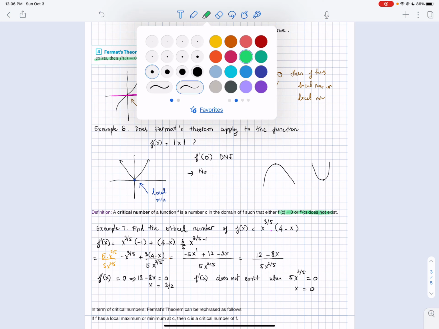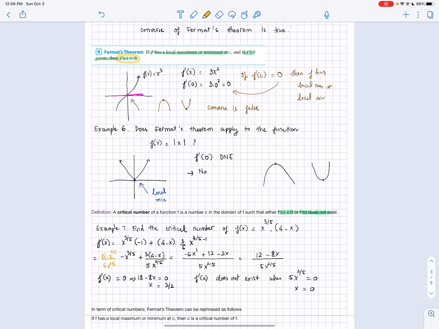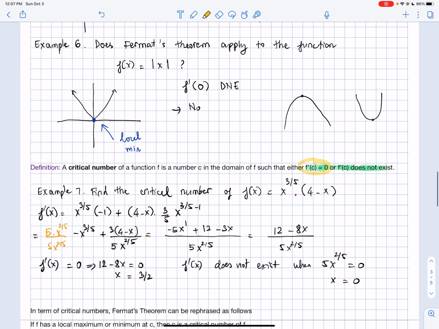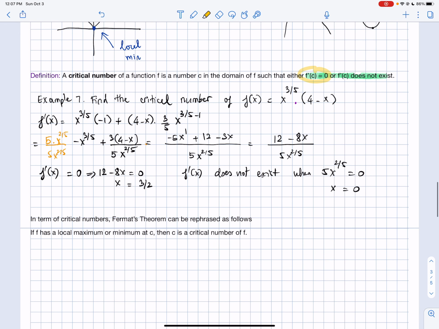So I will take this part, f prime of c equal to 0, and combine this and that. What we can say is that if f has a local minimum or maximum at c, then c must be a critical number. So local maximum or minimum means critical number. The bottom line is that if f has a local maximum or minimum at c, then c is a critical number of the function f.